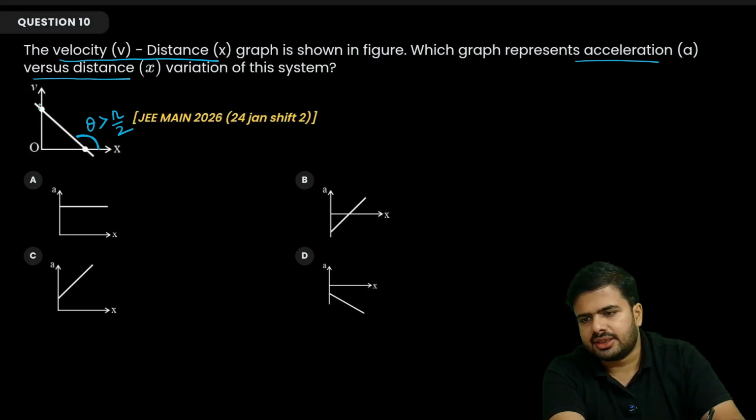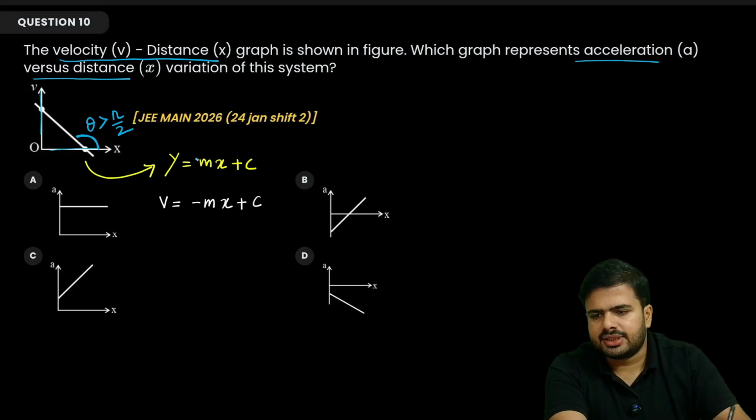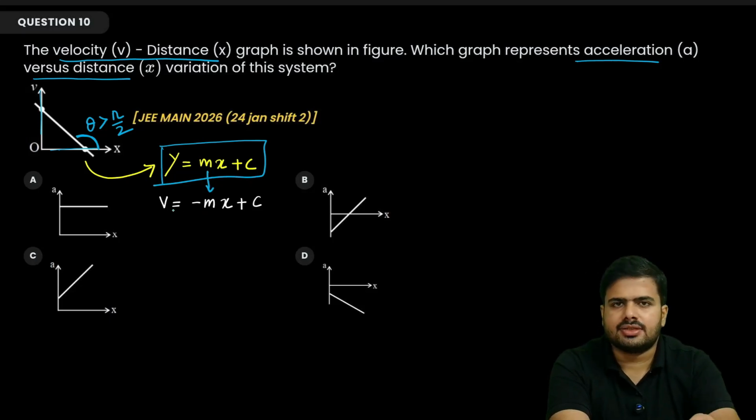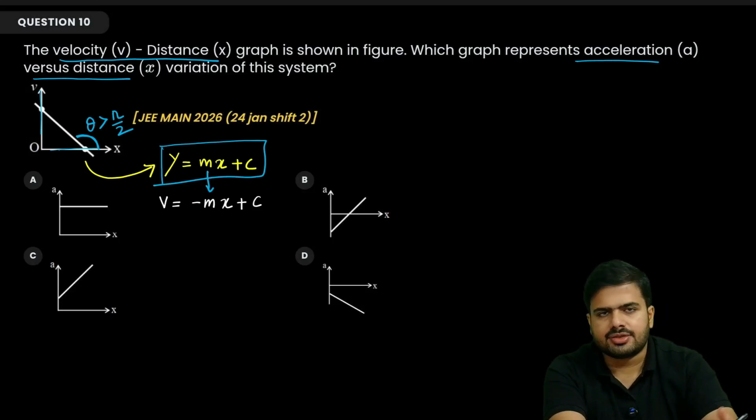On the y-axis we have velocity, and on the x-axis distance. If you represent this as a straight line, in place of y equals mx plus c, in place of m, that is the slope, I have written minus m because of the negative slope, and the y-intercept is positive, so I have written plus c.